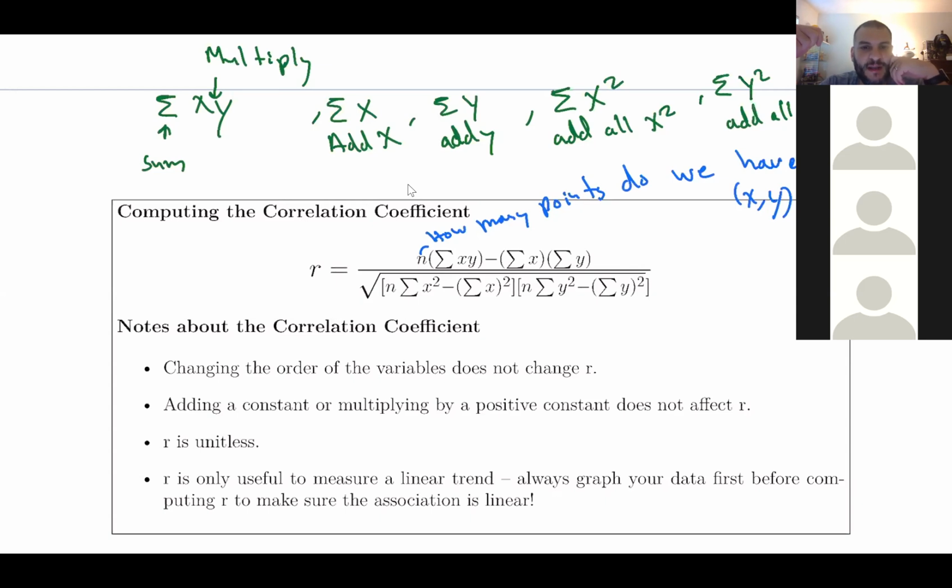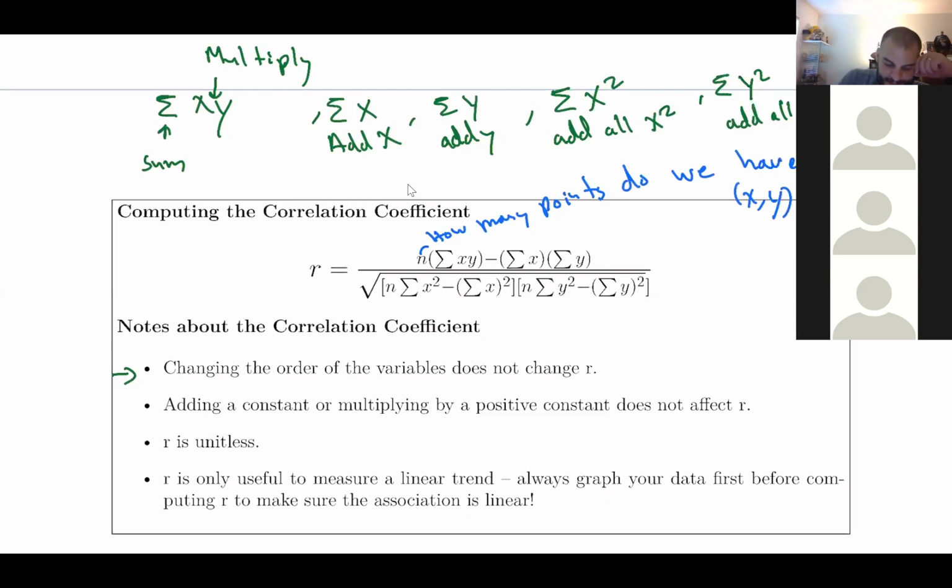All right, so up next, I'm going to go over some basic things about the R value. The first thing says, changing the order of the variables does not change R. What that means is it doesn't really matter which one you label as X and Y. I can mislabel them and my R value will still be the same. When we go over the lecture on Monday, it does matter if I switch the X and the Y, because it will drastically change my value.